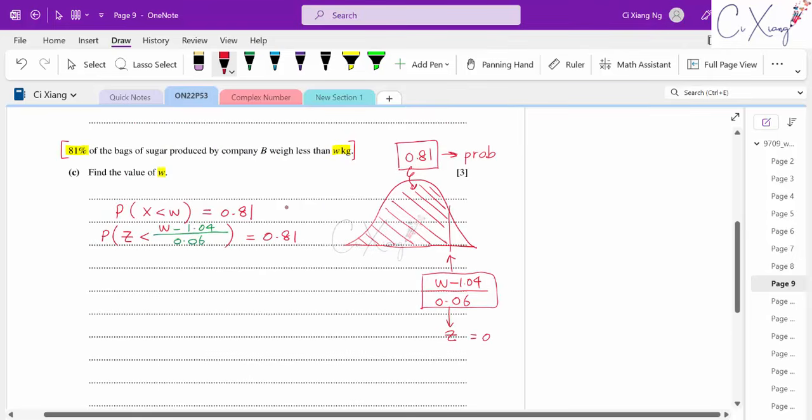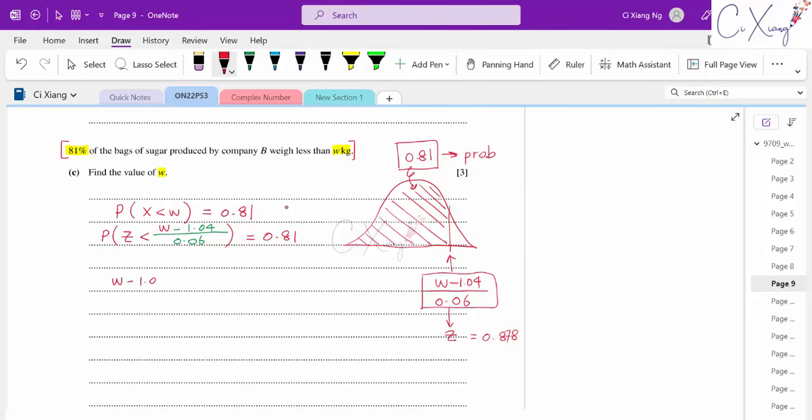This value of Z that we get just now is 0.878, which means that W minus 1.04 divided by 0.06 equals 0.878. So we move everything to one side and we will get the value of W. Originally the value of W should be 1.09268, and if we simplify it correct to 3 significant figures, then it will be 1.09. Okay, so this is how we answer question number 5.